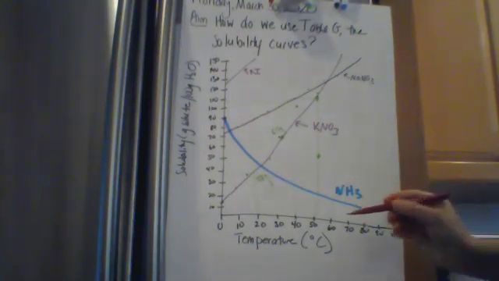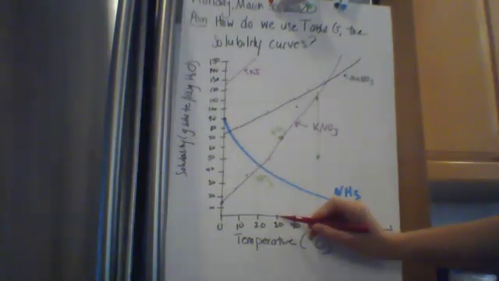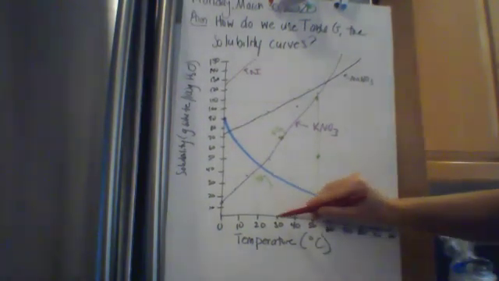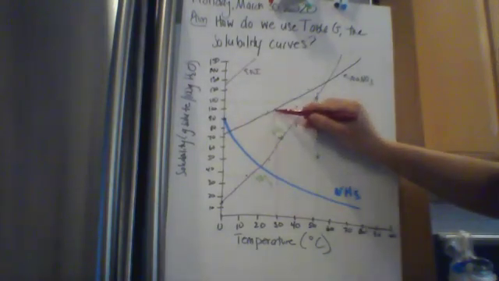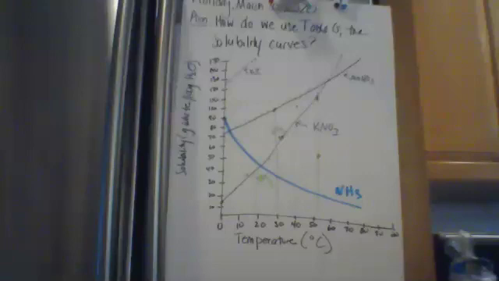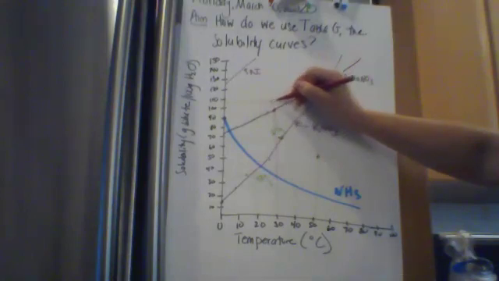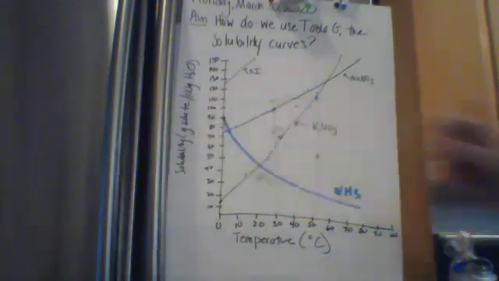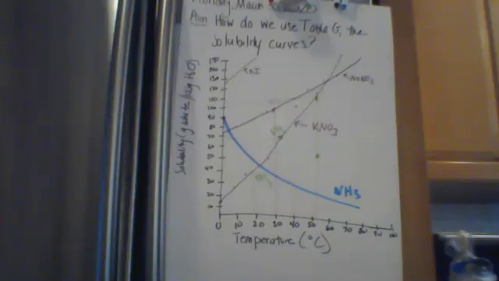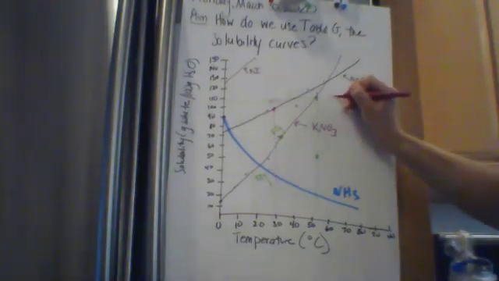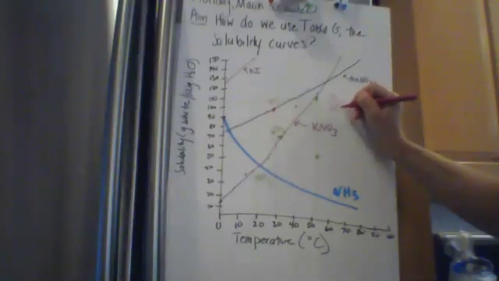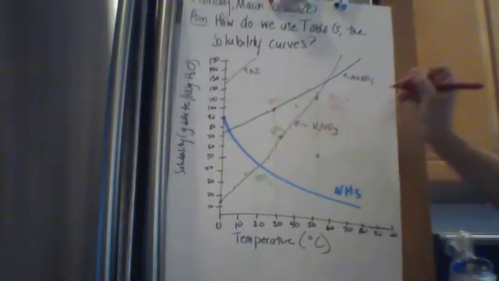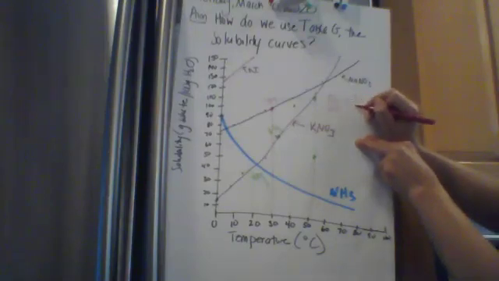if I have 30 degrees and I'm looking at NaNO3, a saturated solution is right here. And that's about 92 grams, let's write that down. So if at 30 degrees, 92 grams dissolves in 100 grams of water, how many grams are going to dissolve in 50 grams of water? Okay, so you can set up the ratio of 92 grams in 100 grams of water is equal to how many grams in 50 grams of water?